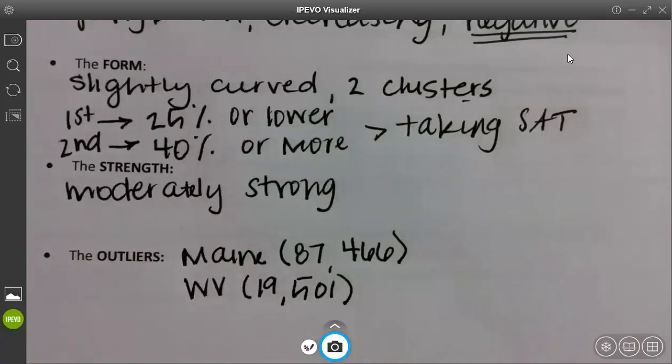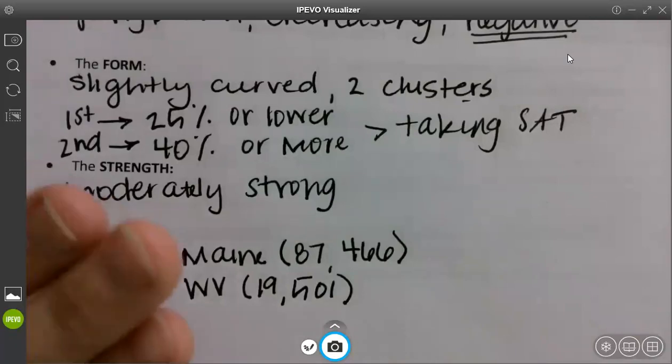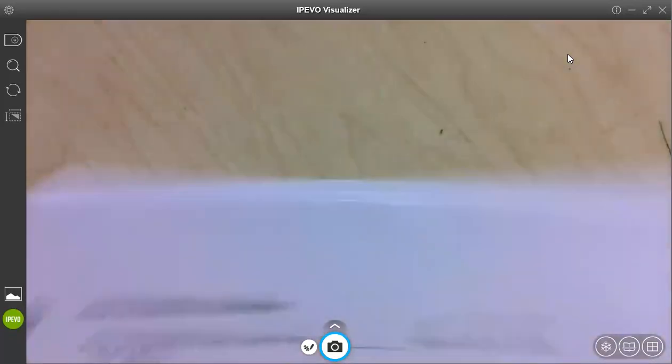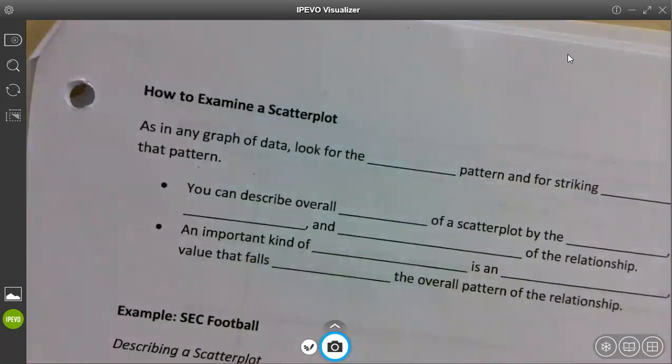All right, so 2 more full pages and that's it. It's not going to take very long now that you know this. Okay. How to examine a scatter plot.